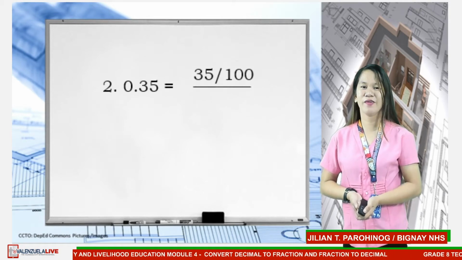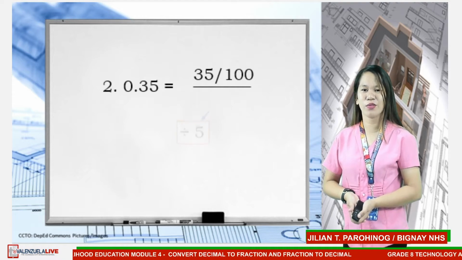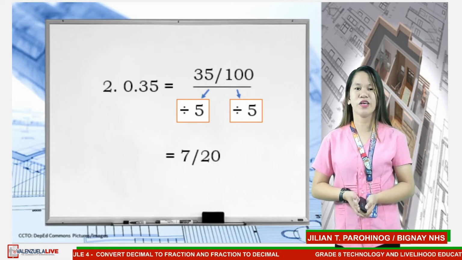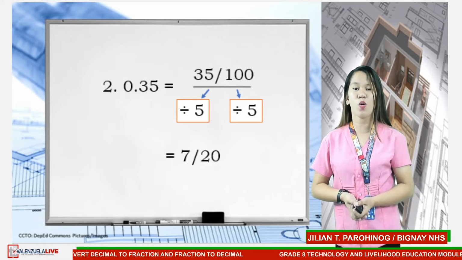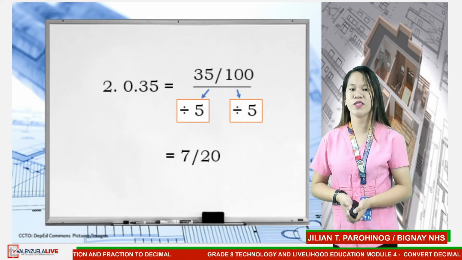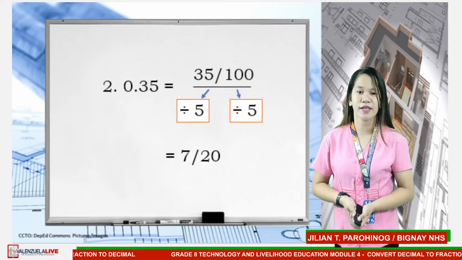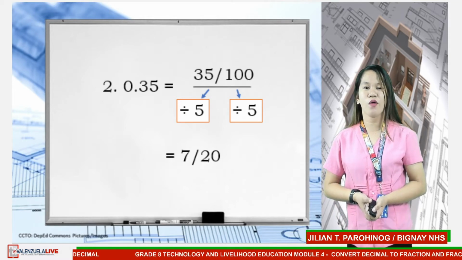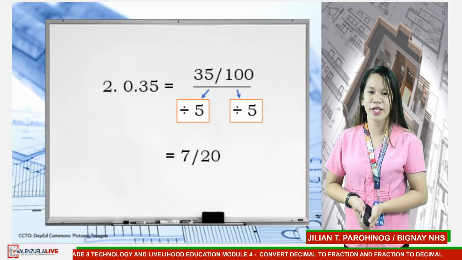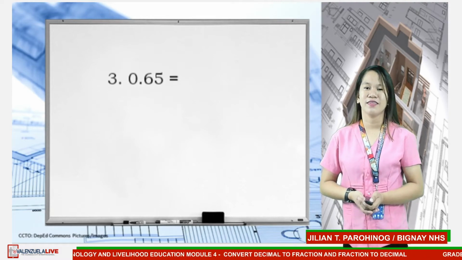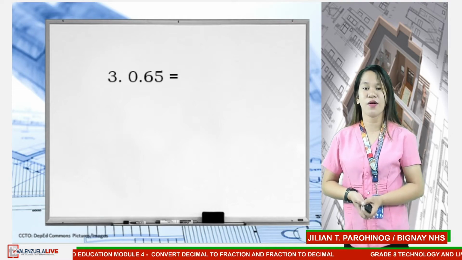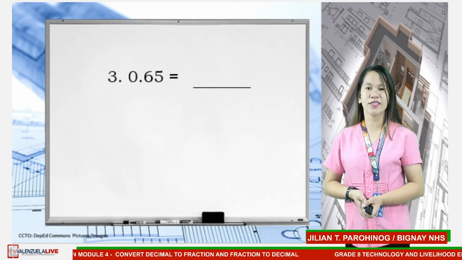Time's up. The correct answer is 7 over 20. Here, we are going to multiply both numerator and denominator by 100 for us to get a whole number. Since 35 is divisible by 5, same goes with the denominator, which is 100. The answer will become 7 over 20. Very good. And for number 3, we have 0.65 is equal to what? Your timer starts now.